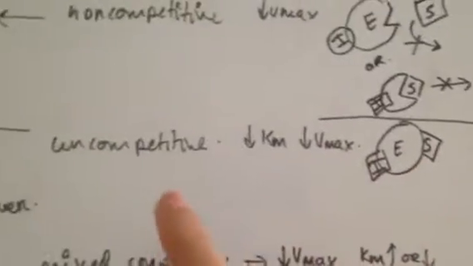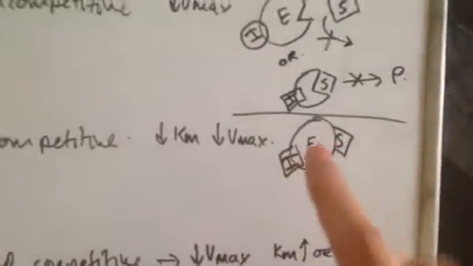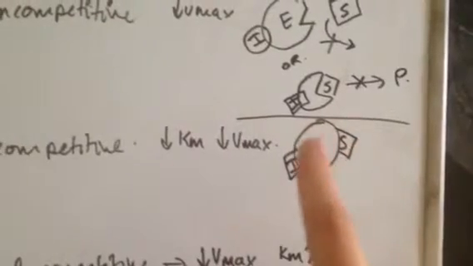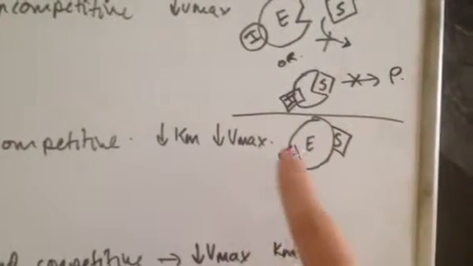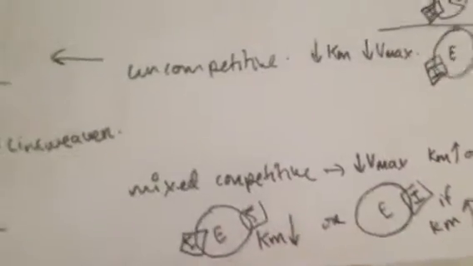For this particular one, which is uncompetitive, it definitely needs the enzyme substrate. So it needs the substrate bound to the enzyme, and after it binds to the enzyme, the inhibitor can bind in the allosteric site and prevent formation of product. Okay, now we have mixed competitive.